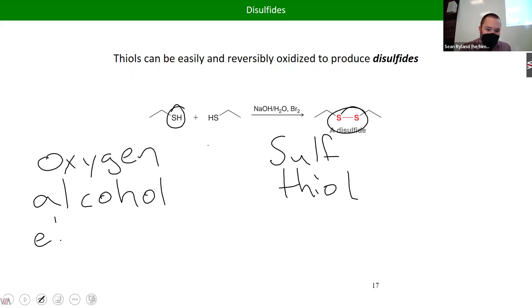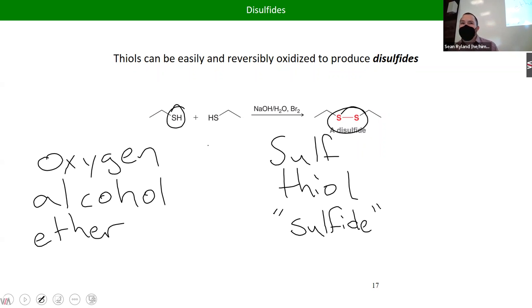An ether turns into, it can be called a few things. Most commonly, it's called a sulfide, but that's confusing because that's also the name that we give a sulfur with a negative 2 charge in an ionic compound. So the less ambiguous name is to call it a thioether. Thio means you replaced an oxygen with a sulfur.